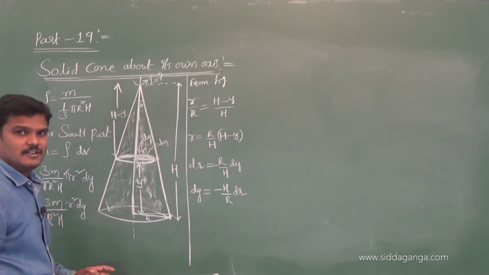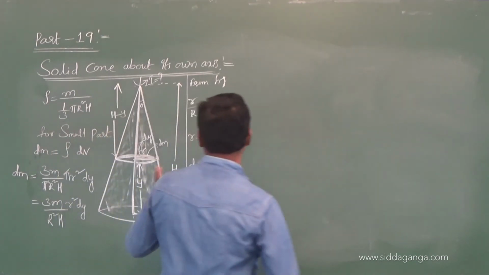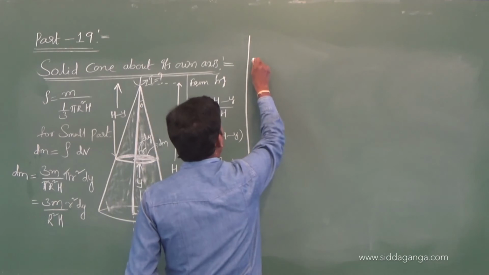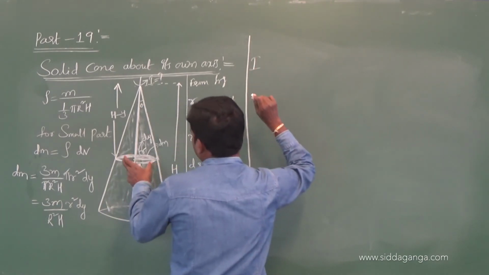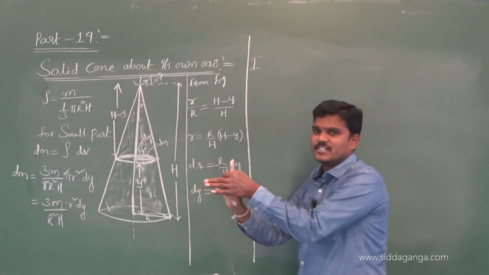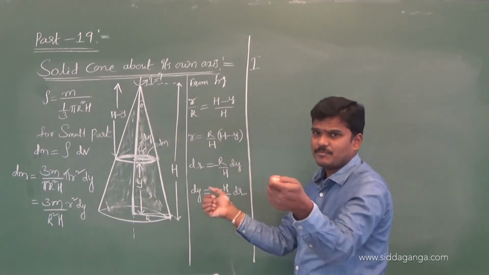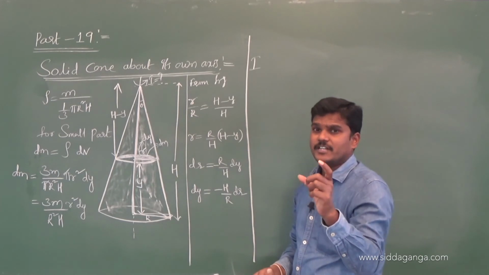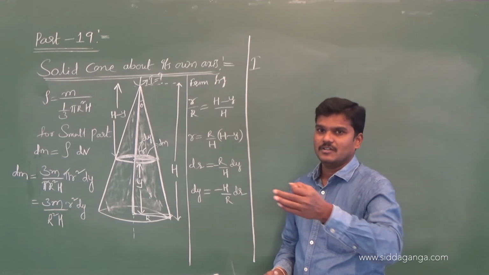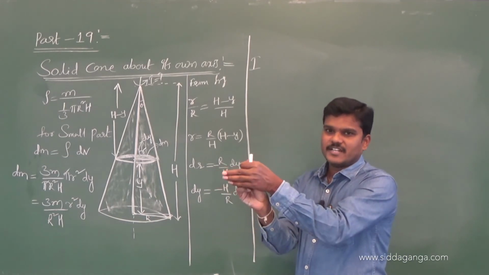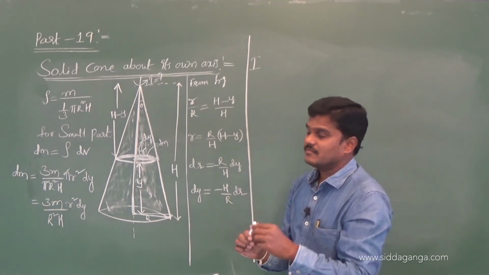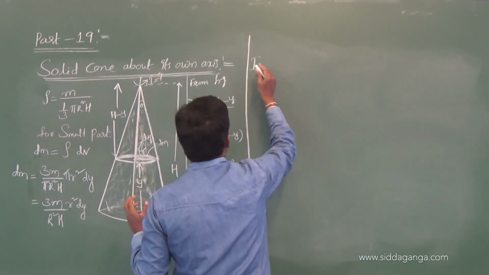Got this? Let us find the moment of inertia about this axis. Now, the small part is a circular disc about its center, passing through the center, perpendicular to the plane. We are finding the moment of inertia of the small part. If you take the limits, you will get the full part. That small part is like a circular disc of radius r and mass dm.